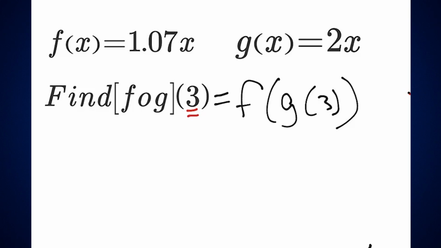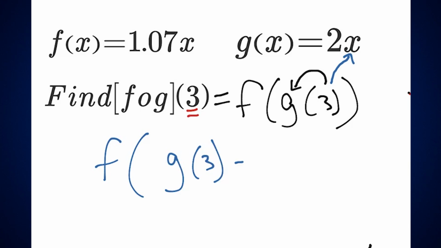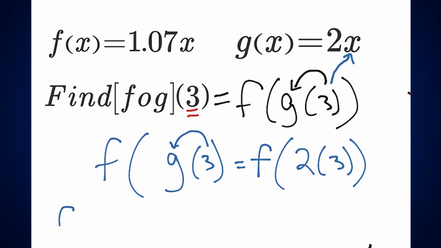I'm going to substitute the value of 3 into the g function. I'm going to take 3 and substitute it into the x value, which stood for my number of bags of candy. So if the 3 goes into the g function, we now have f of 2 times 3. And this gives us 6. So we have f of 6.